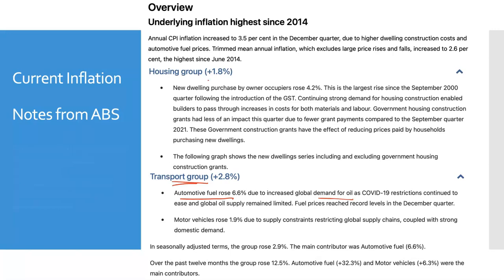We just know that housing is becoming significantly expensive in Australia, and new dwelling purchase prices are going up. Rent and the price of houses is continuing to increase. So it's important when we think about inflation that we actually do know what's going on.